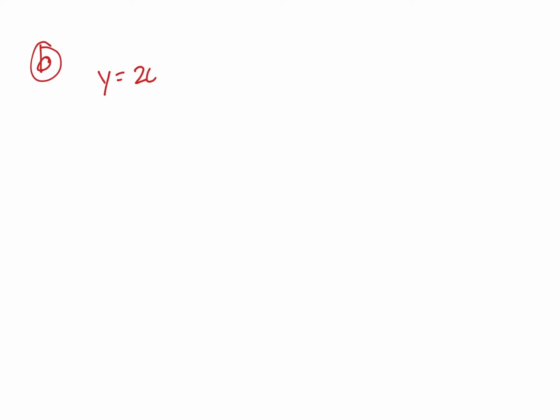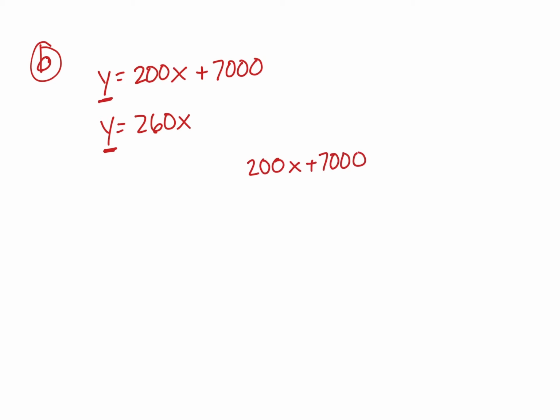We had y equals 200x plus 7,000 and y equals 260x for company B. We want to know how many feet it would take for them to charge the same amount. Since y represents the cost, and we want them to have the same cost, we're going to set them equal to each other. And we're going to solve for x, so that way we can figure out how many feet it takes.